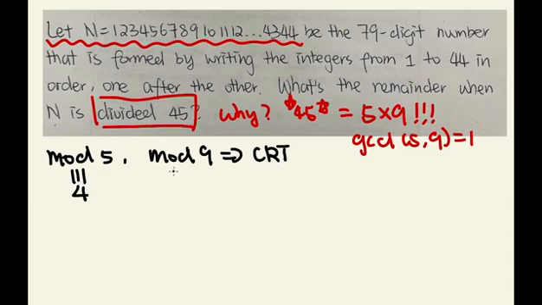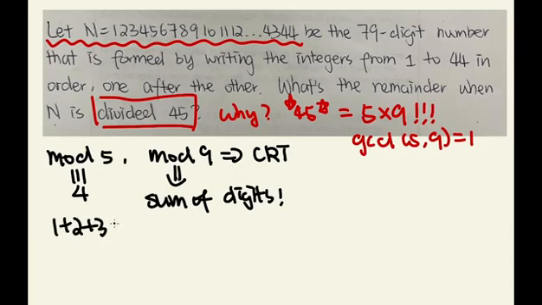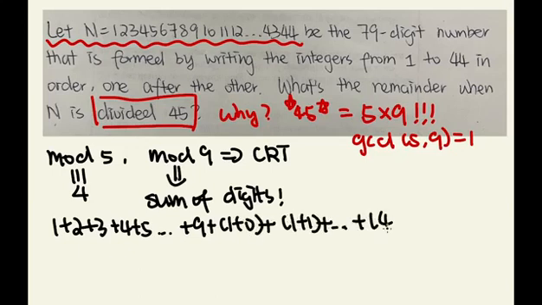Now what about mod 9? I'm sure y'all know the divisibility rule for 9, right? If not, as a reminder, if the sum of all the digits in a number is divisible by 9, aka congruent to 0 mod 9, then the number itself is divisible by 9. The sum of the digits of n will be 1 plus 2 plus 3 plus a bunch of, you know what it is, plus 9 plus 1 plus 0, which is 10, plus 1 plus 1, which is 11, and so on, until 4 plus 4.